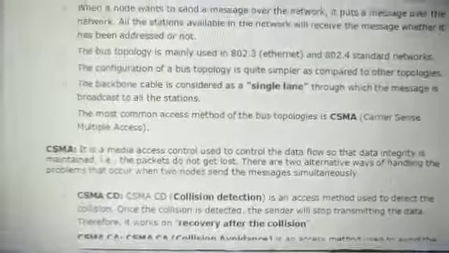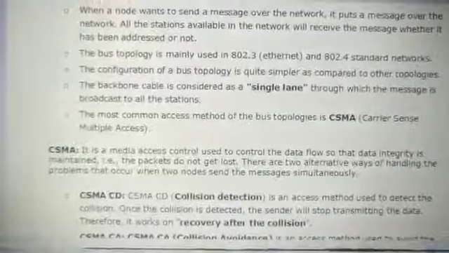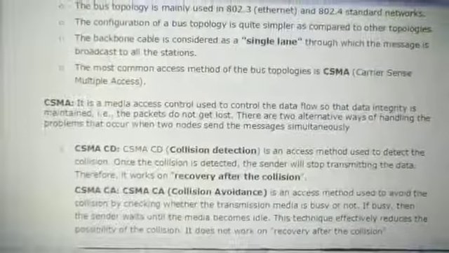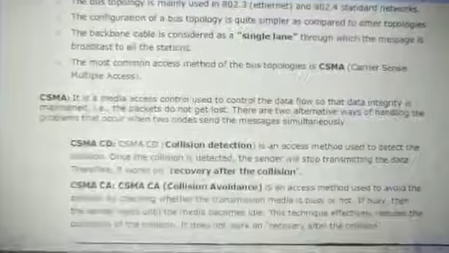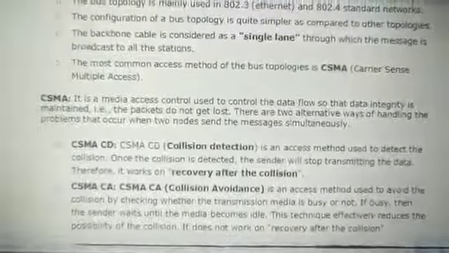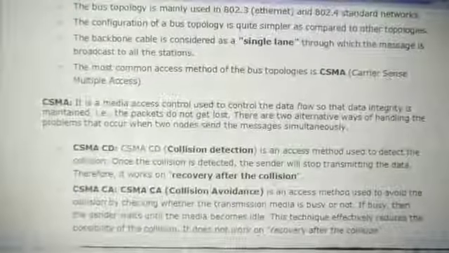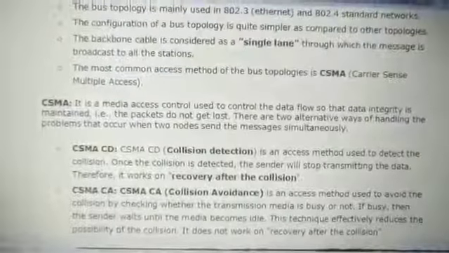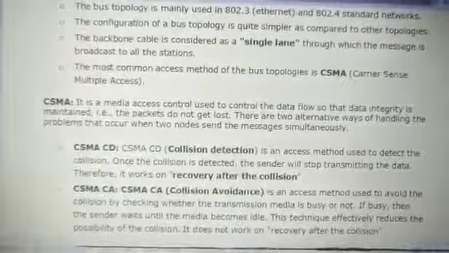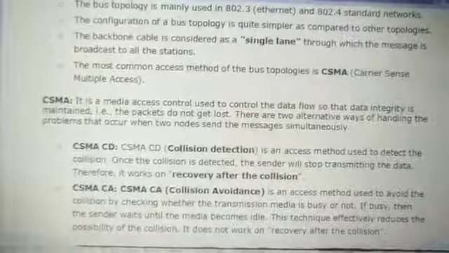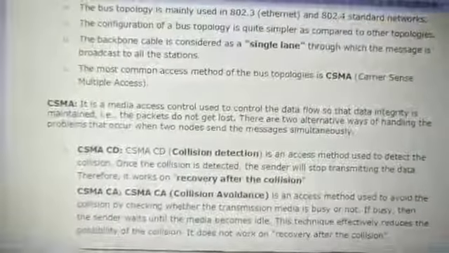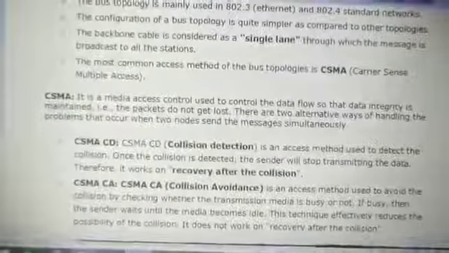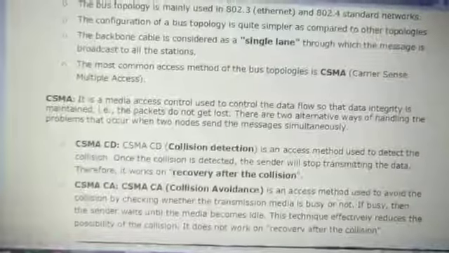There are two methods we are applying over here. One is CSMA-CD, another one is CSMA-CA. The first one is collision detection. If both of the senders want to transmit the information, then a collision may occur. If this situation occurs, we have to sense that it is happening, then we have to delete it and recover after the collision. So this works on the principle of recovery after collision.